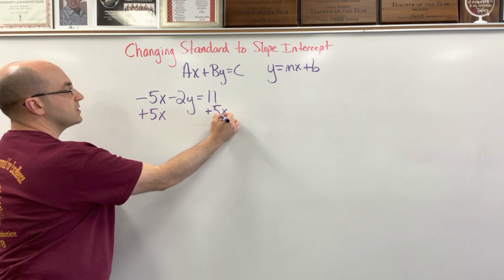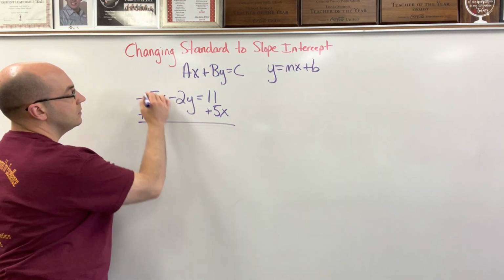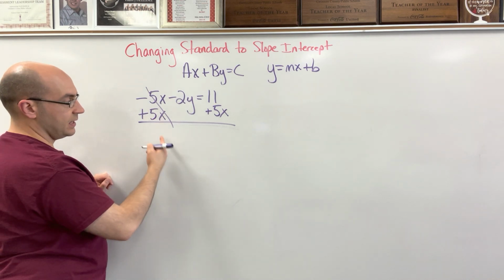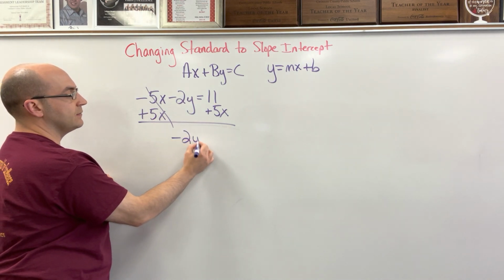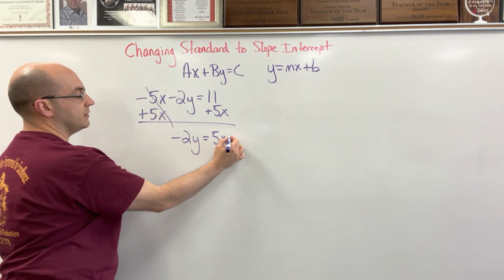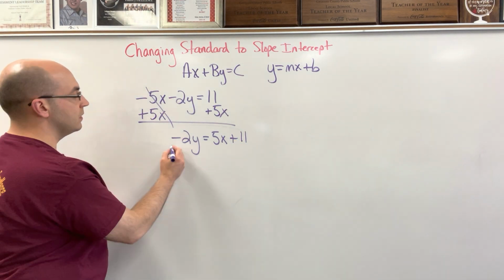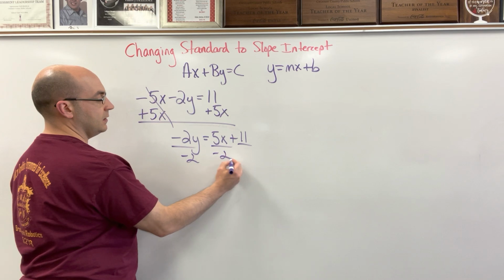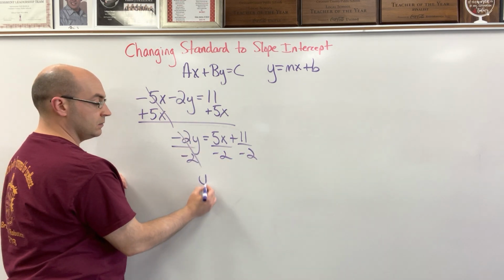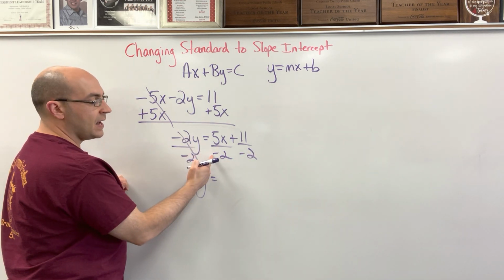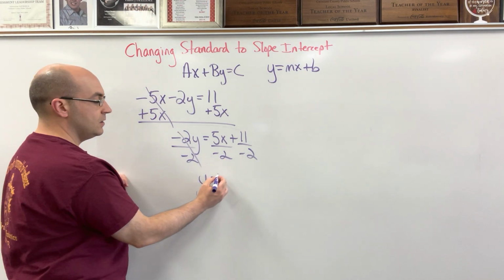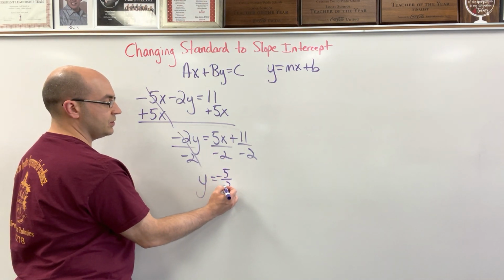So I'm adding 5x to both sides, canceling out the negative and the positive 5x. That leaves me with negative 2y equals 5x plus 11. Right? Now the only thing left is to divide by negative 2 everywhere, which is going to give me my y alone. Now, the 5 over the negative 2, I can't simplify. So I'm going to leave it as negative 5 over 2 x.